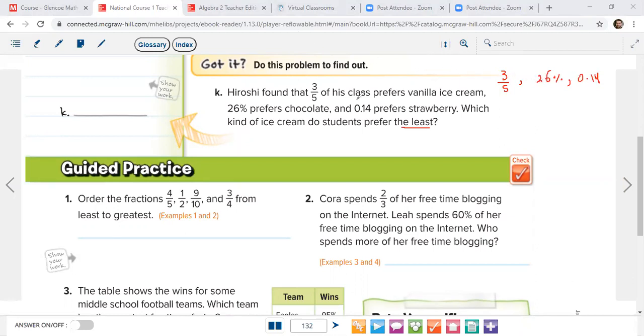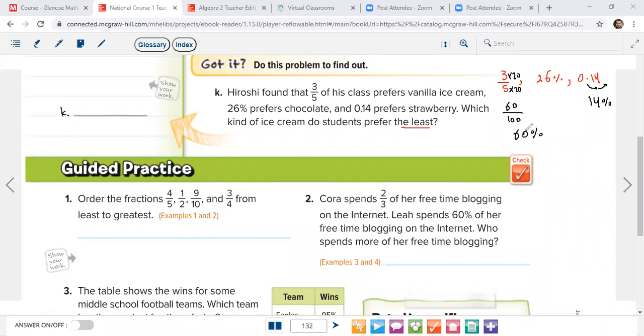So to order these numbers, they must all be the same form, whether you make them all fractions or all decimals or all percent. For me, I will make them percent right now. I can see it's easy for me to make the percent. So I move the decimal point here two places. So I know that 0.14 is like 14%. This one is 26% already. I'll multiply up here by 20 and down by 20 to make it 60 over 100. And we all know that 60 over 100 is 60%.